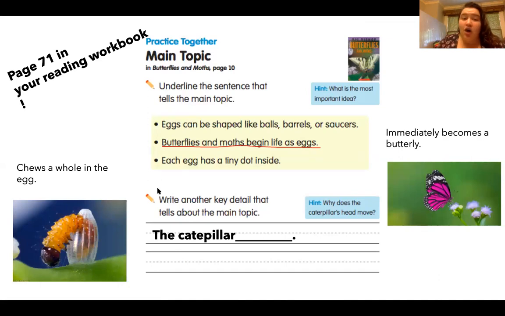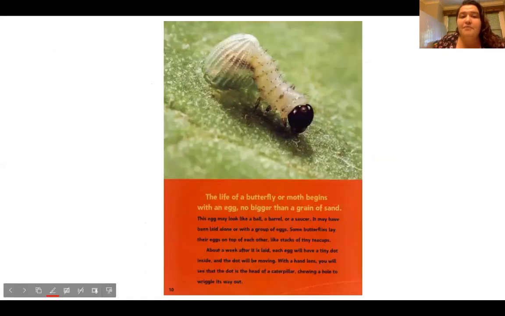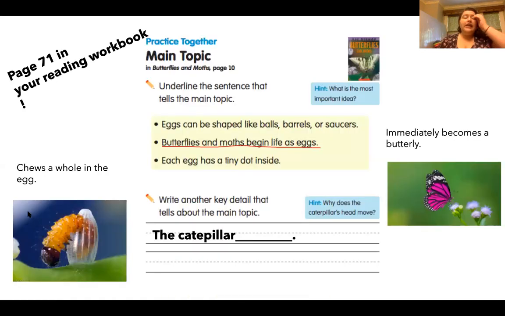Did you choose a hole in the egg? Good work. Look at this picture, it matches this picture. So we know it's right. It chews a hole in the egg. So you can write this sentence, chews a hole in the egg, right here where I put the red line, with a period. So go ahead and pause the video to write this. And then the next one, you're gonna have to do a little bit more on your own.